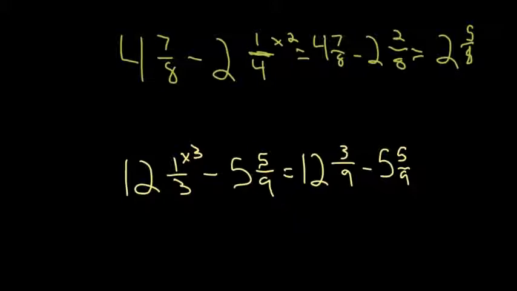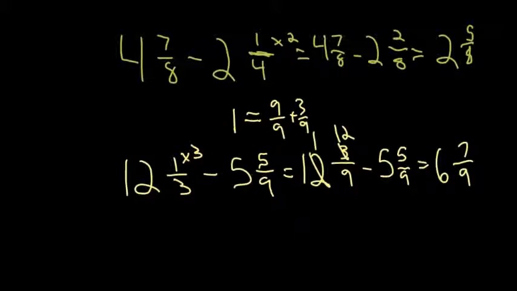So if I borrow, I'm going to borrow 1 from the 12, make it 11. Now I'm borrowing one whole. So when you borrow one whole, you have to add your denominator to your numerator. So that's 9 plus 3 to give me 12. The reason you do that is because 1 whole equals 9 over 9. So it's like doing 9 over 9 plus 3/9 to give me my 12/9. So now I can subtract. 12 minus 5 is 7 over 9, and then 11 minus 5 is 6. So my final answer is 6 and 7/9.